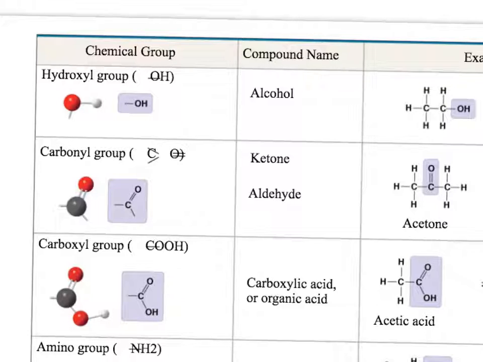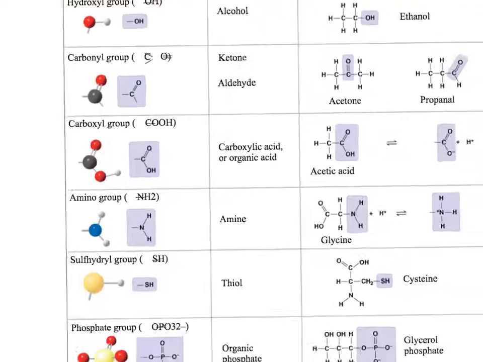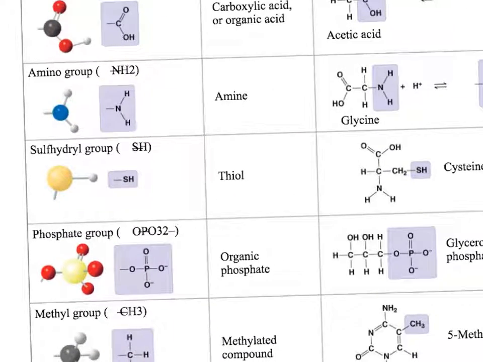A COOH, that's a carboxyl group, carboxylic acid or an organic acid, important for amino acids. Amino would probably have an amine group on one end, an acid or carboxylic acid group on the other end. All right, there's your amino group, NH2, on top here.